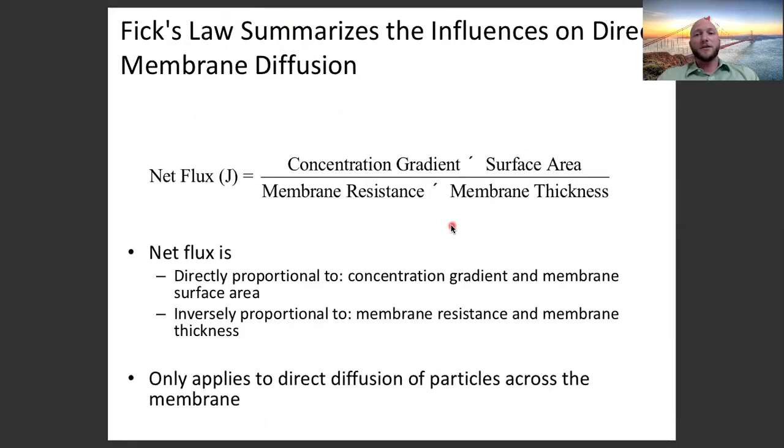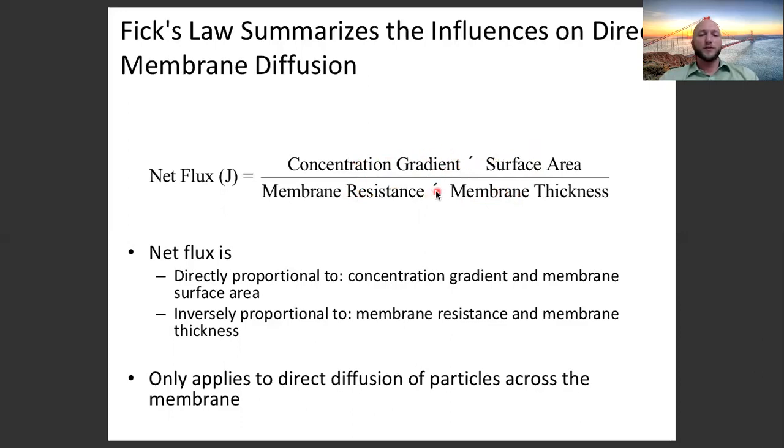When you put this all together, it's called Fick's law. Fick's law summarizes the influences on direct membrane diffusion. Directly proportional variables are on top of the equation. Inversely proportional variables are on the bottom of the equation. A directly proportional variable means if you increase the concentration, you increase flux. If you increase the surface area, you increase flux. So these two are directly proportional.